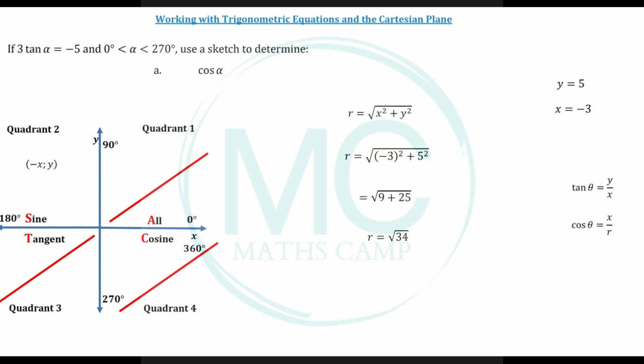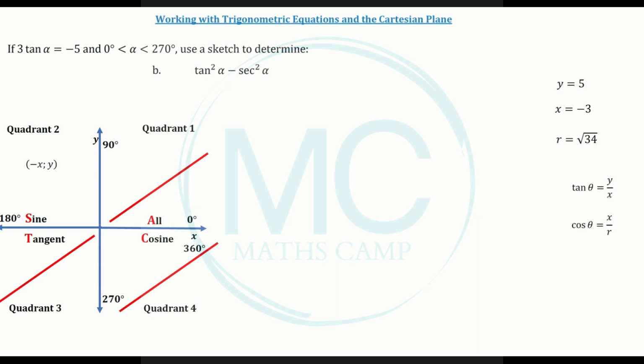So we see that r is equal to square root 34. Let's make a note of this up here, and now we can make some space. Cos theta is equal to x/r. We know that x is -3, and we have just found that r is equal to root 34. So now we can say cos alpha is equal to the value of x, -3, over the value of r, root 34.